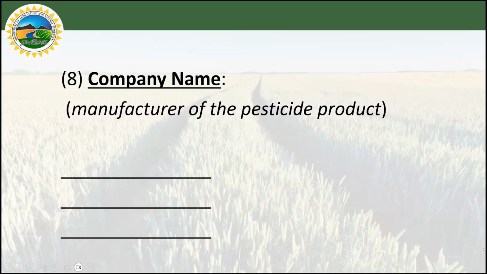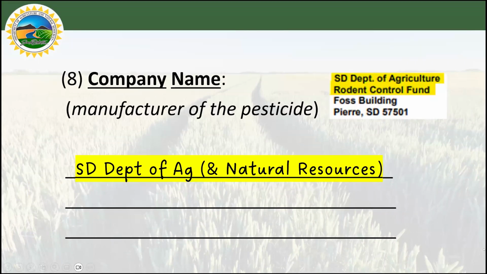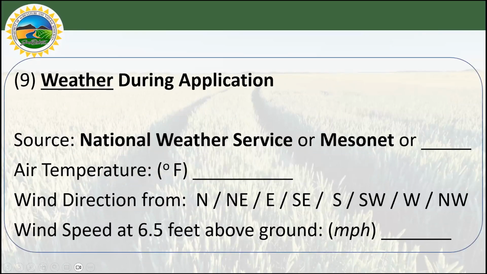Item 8 is the company name of who manufactures the product. In this case, South Dakota Department of Ag and Natural Resources is who manufactures this product. Item 9 is the weather during application, and you can use information from your phone. National Weather Service, SDSU Mesonet is a great source. Those are actually the two sources of weather that the Department of Ag and Natural Resources will look at if there's an investigation, to make sure that what they see at those sites is matching up to what the applicator has written down.